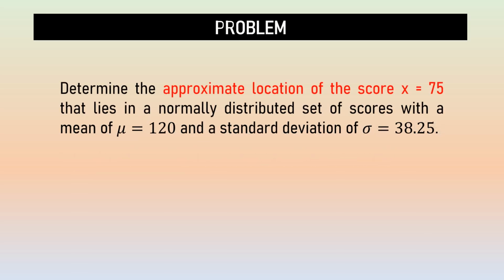Let's say we have this problem. Determine the approximate location of the score x equals 75 that lies in a normally distributed set of scores with a mean of mu equals 120 and a standard deviation of sigma equals 38.25. To answer this, we need to follow certain steps.